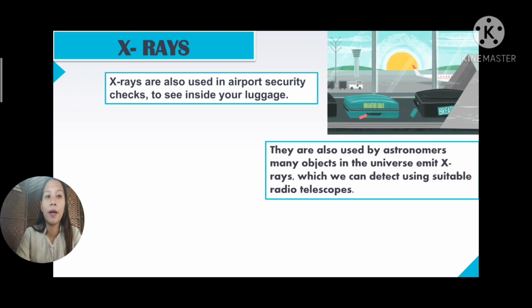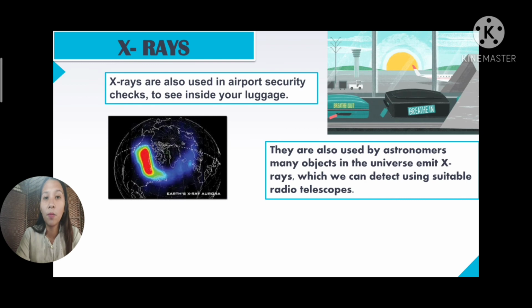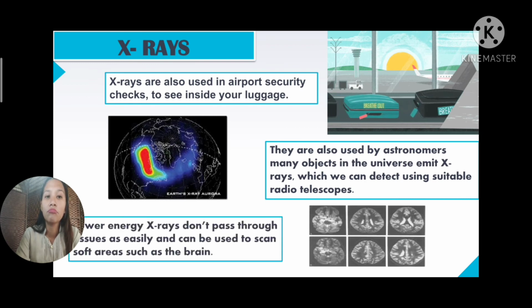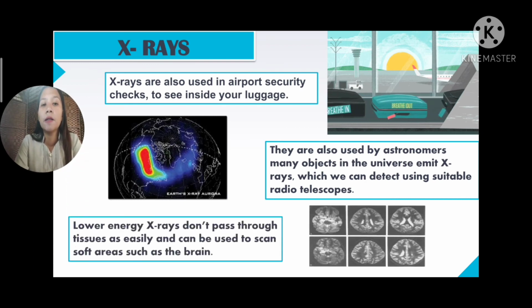They are also used by astronomers. Many objects in the universe emit X-rays, which we can detect using suitable telescopes. And also, the lower energy X-rays don't pass through tissue as easily and can be used to scan soft areas in our body, such as the brain.